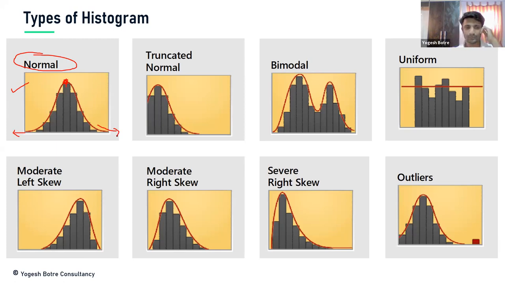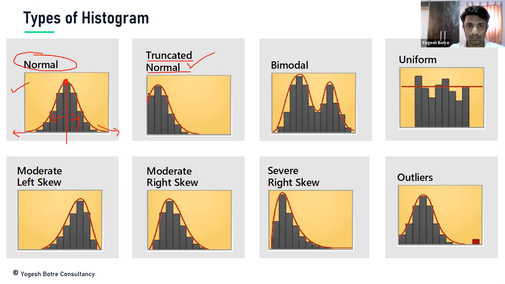There is no such pattern. It is exactly symmetric. If you draw a center line on a normal distribution, it is symmetric on both ends. That is what normal is. So you can see that your data might be following normal distribution, which is good. You can also see that your data is following a truncated distribution. This is called truncated normal.